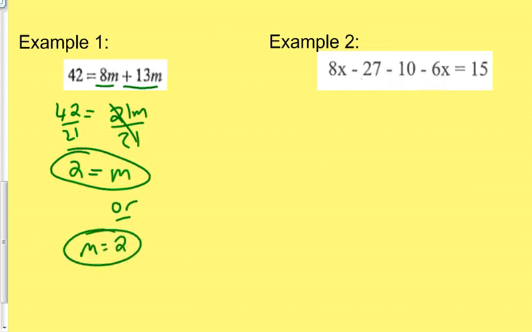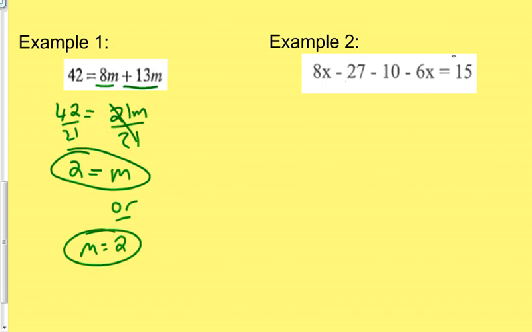Alright, let's try example 2. Example 2, we're solving for x this time. 8x minus 27 minus 10 minus 6x equals 15. So there's a lot going on here. We're going to have to simplify it a little bit to make our life easier.